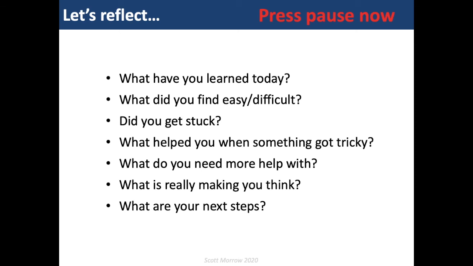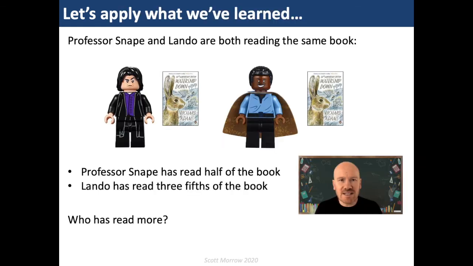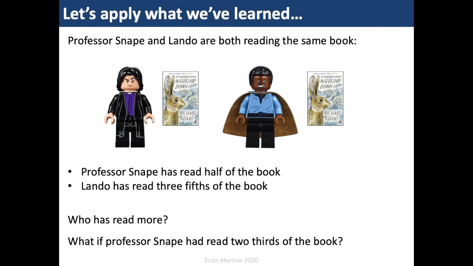The last thing I'd like you to do today is, can you apply what we've learned? So as a class, I'd like you to discuss, analyse and solve the following problem. Professor Snape and Lando are both reading the same book. Professor Snape has read half of the book. Lando has read 3/5 of the book. Who has read more? And if you manage that, what if Professor Snape had read 2/3 of the book?